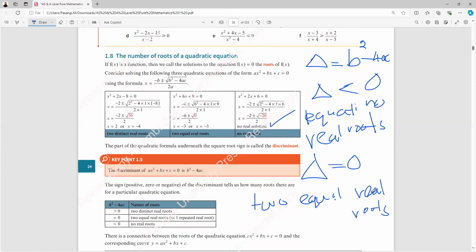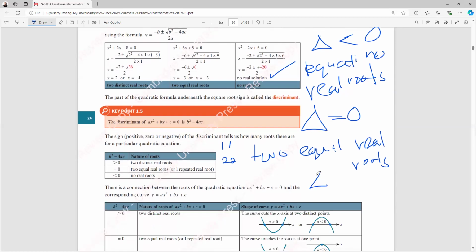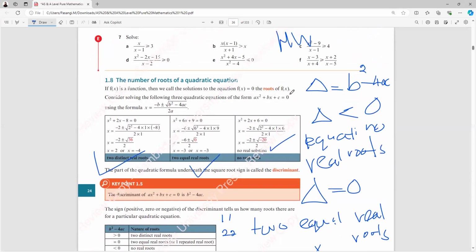Two equal real roots, okay? That means a complete square. So those come under two equal real roots. And if the discriminant value is greater than 0, that means it has two distinct real roots. That's what we have here. Those are three separate sections, three separate categories.